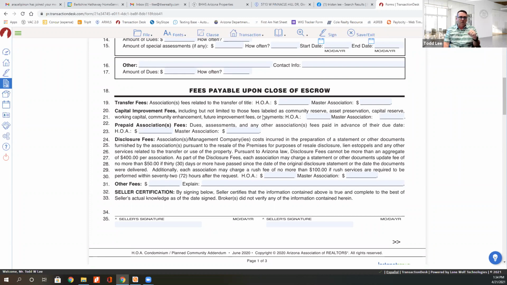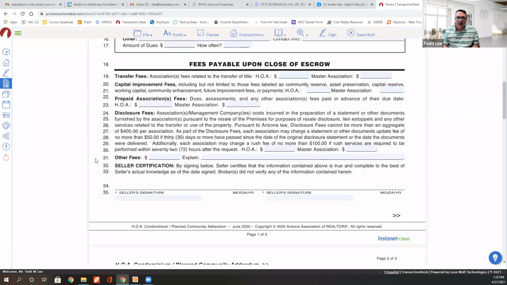We're seeing right now that buyers are having to pay everything, but in a normal market, that's completely negotiable, those transfer fees and the capital improvement fees as well. A lot of times the seller was taking care of capital improvement fees because it was their property. So that's just generally the way that I've seen a lot of it happen.